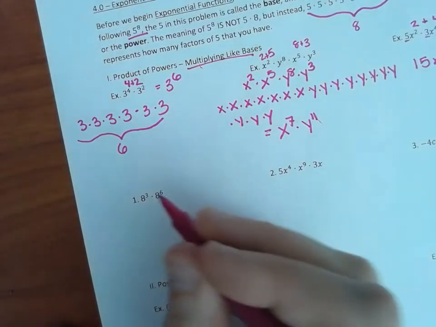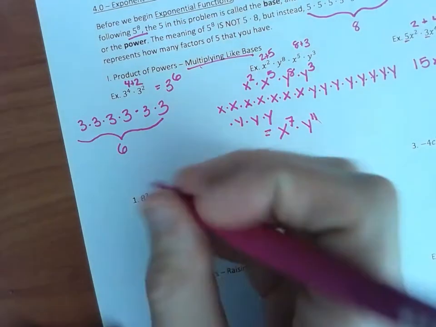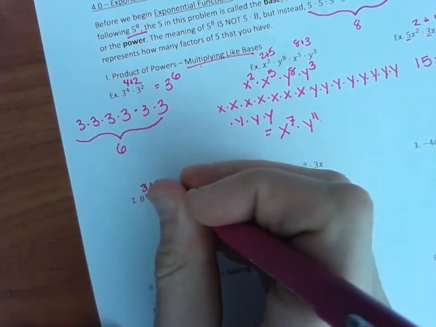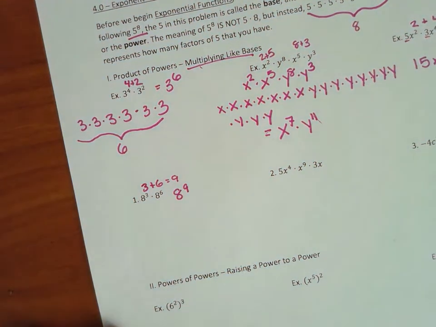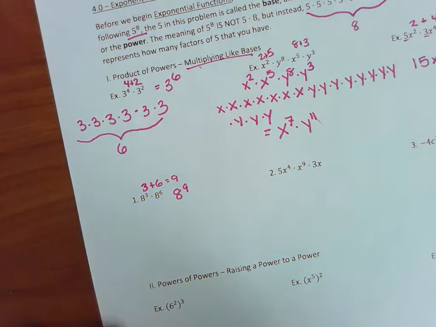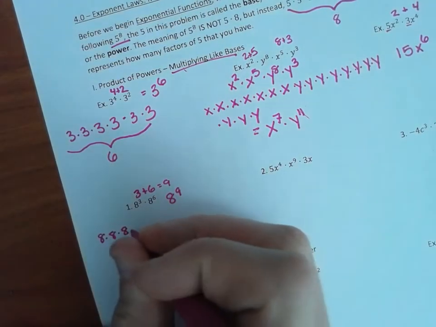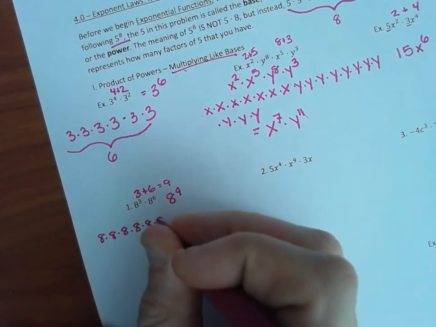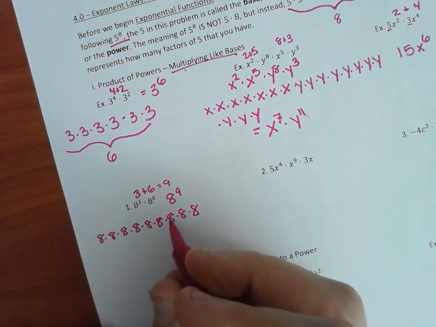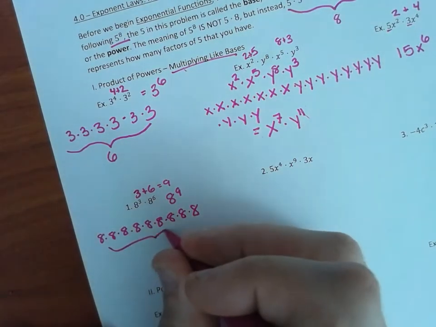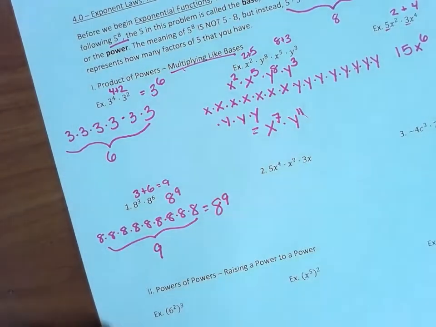Now, if I see 8 cubed and 8 to the 6th, I can use the law. I know 3 plus 6 is 9. That means I have 8 to the 9th. I don't care what 8 to the 9th is. It's some ungodly large number. But in case you're wondering why, I have 3 factors of 8. Then I have 6 factors of 8. 1, 2, 3, 4, 5, 6, 7, 8, 9. I have 9 total factors. That's why I have 8 to the 9th. Again, I don't care what 8 to the 9th is.